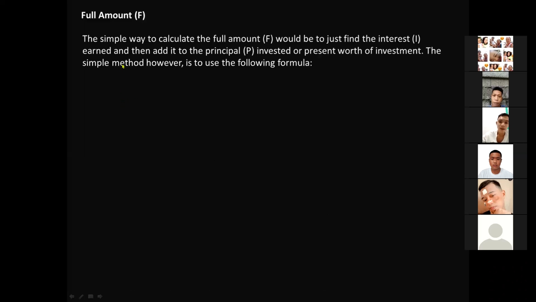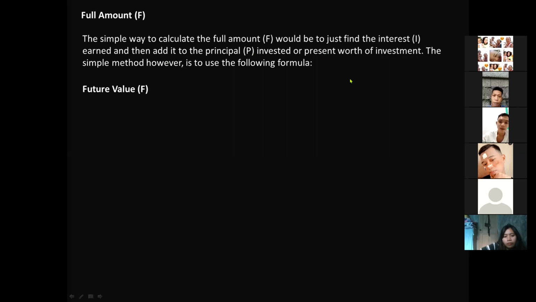At yan, no? The simple way to calculate the full amount would be to just find the interest and then add it to the principal or present worth of the investment. The simple method, however, is to use the following formula. Future value or F or the full amount. Future value and full amount are just the same.